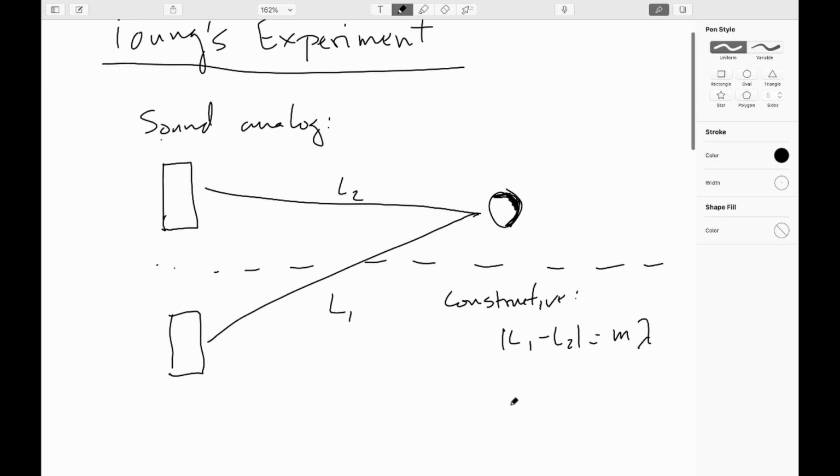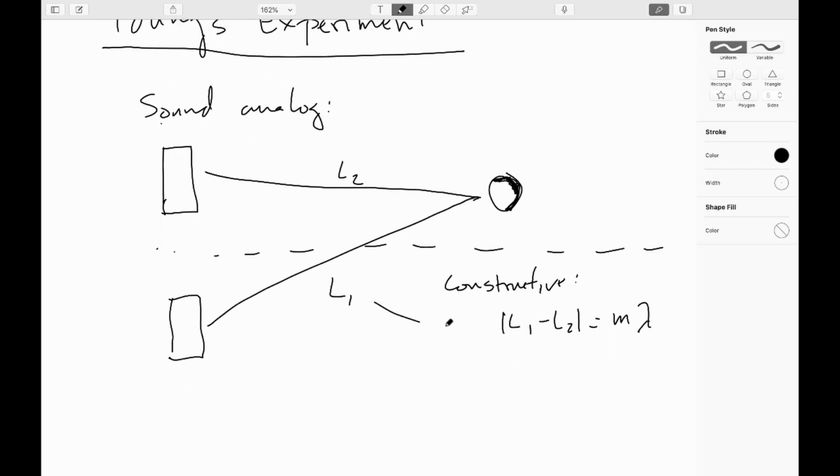And for destructive interference, our rule is that the absolute value of L1 minus L2 equals m plus a half times a wavelength.